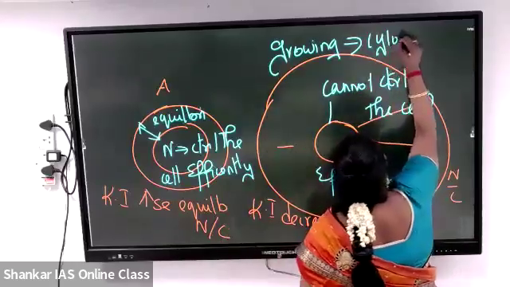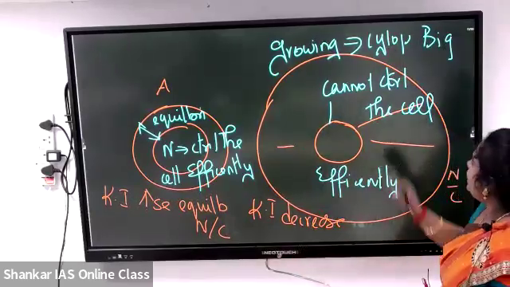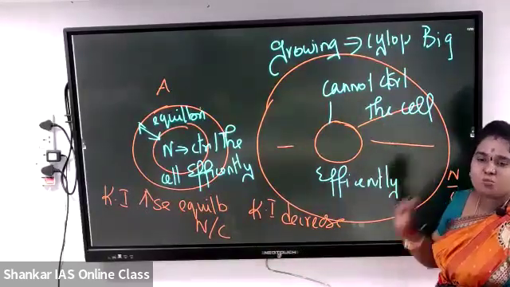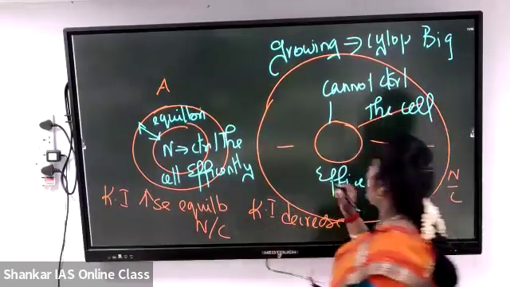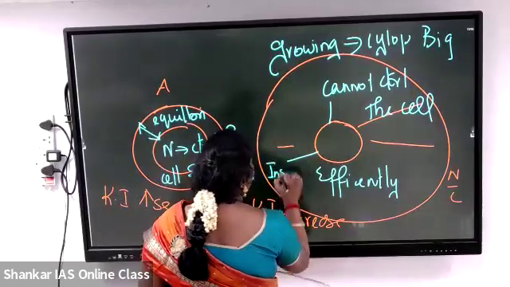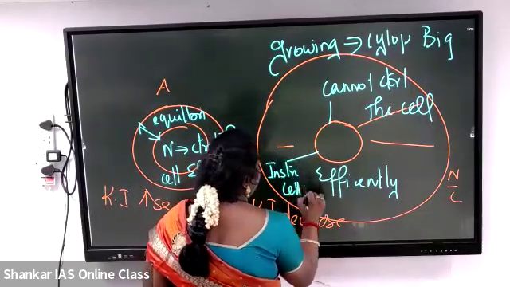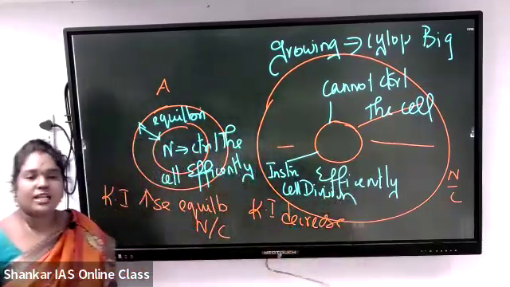The cytoplasm becomes big. When the cytoplasm becomes big, the nucleus becomes very, very small, so it cannot control the entire cell. Now what happens is, the nucleus will give some instructions to undergo cell division. They give some instructions to undergo what? Cell division.